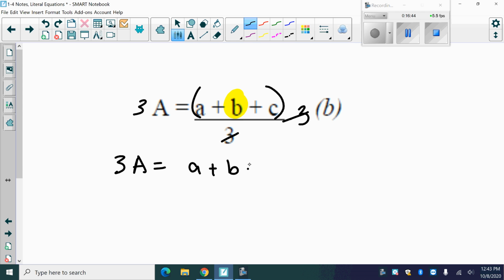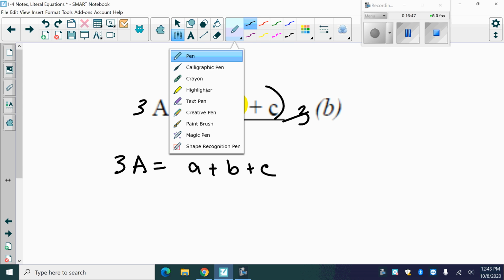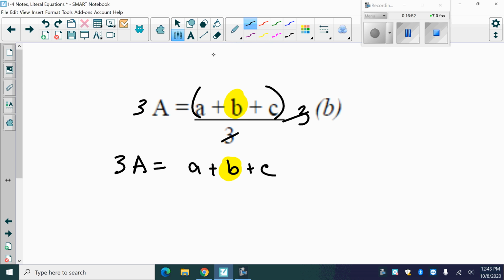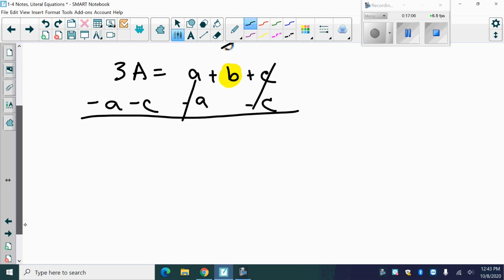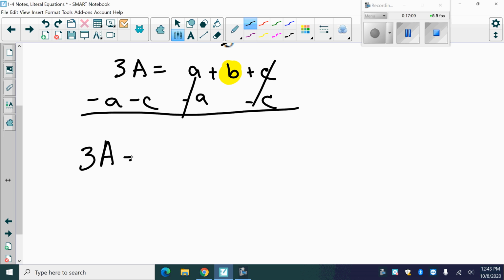A plus B plus C. Now I need to subtract A and C. You cannot subtract AC. You have to subtract A and subtract C. So minus A minus C on this side. A minus A cancels, C minus C cancels. So this side I have 3 capital B minus little a. Capital A and lowercase a are not the same. So be careful. You cannot combine those. You have to have capital A, lowercase a, and it looks like that.